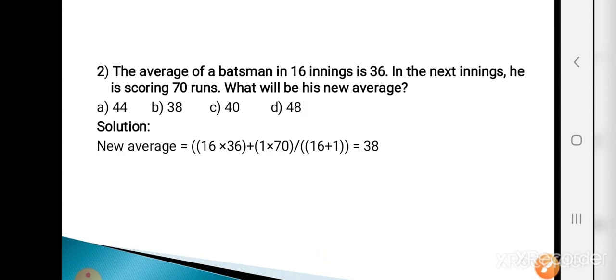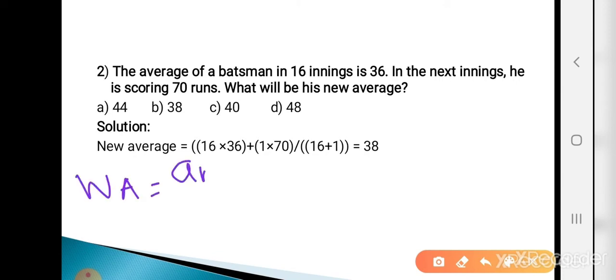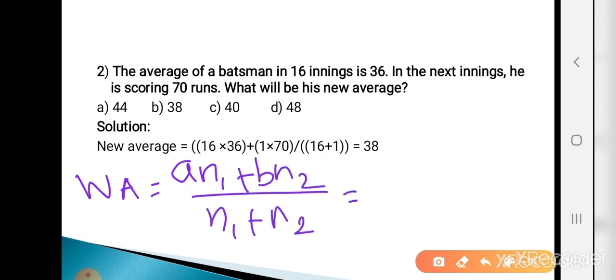Let's see another example. The average of a batsman's 16 innings is 36. In the next inning, he scores 70 runs. What will be his new average? That means a weighted average. Okay, so how to calculate the weighted average? The formula is A into N1 plus B into N2 divided by N1 plus N2. So what is the value of A, B, N1, N2 here?